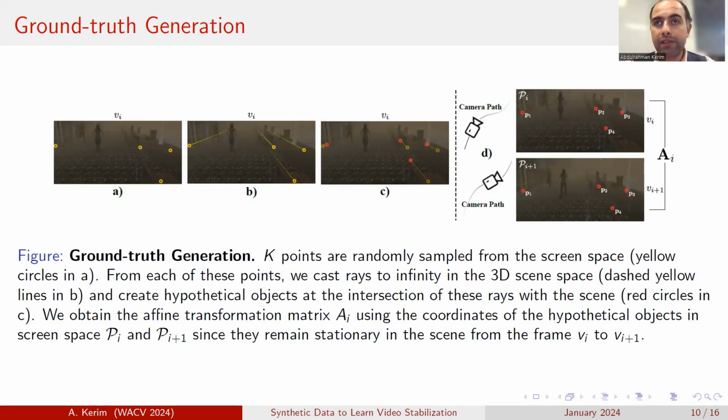The ground truth generation mechanism is a fundamental component of our approach. First, in A, a number of points are randomly sampled from the screen space, as shown by yellow circles in A. Then, from each of these points, we cast rays to infinity in the 3D scene space, as shown by the dashed yellow lines in B. Following this, we create hypothetical objects at the intersection of these rays with the scene, as shown by the red circles in C. Now, we obtain the affine transformation matrix A_i using the coordinates of the hypothetical objects in screen space, P_i and P_i+1, since they remain stationary in the scene from frame V_i to frame V_i+1. Then we use the generated synthetic sequence with the calculated A_i to train our video stabilization approach. For more details, please check our paper.